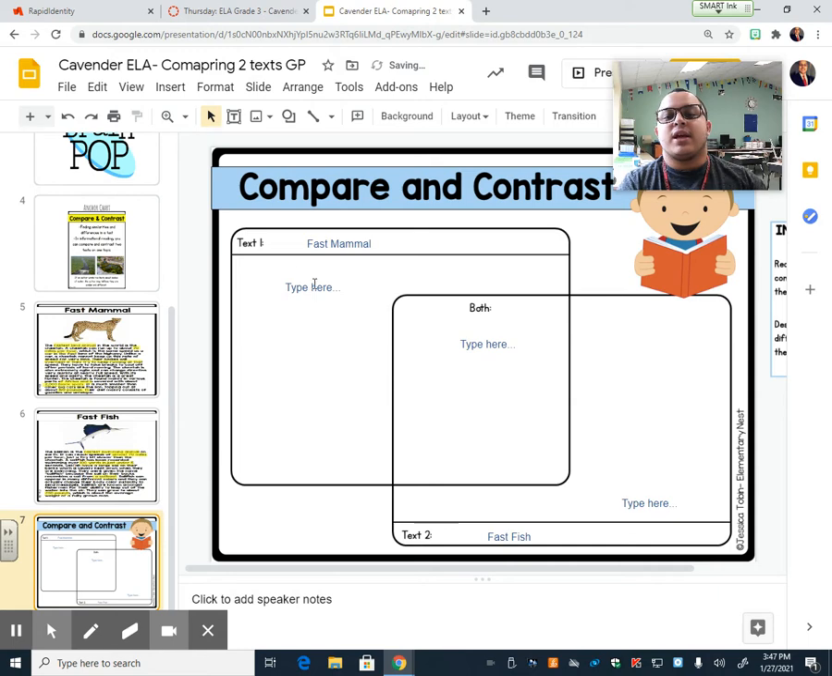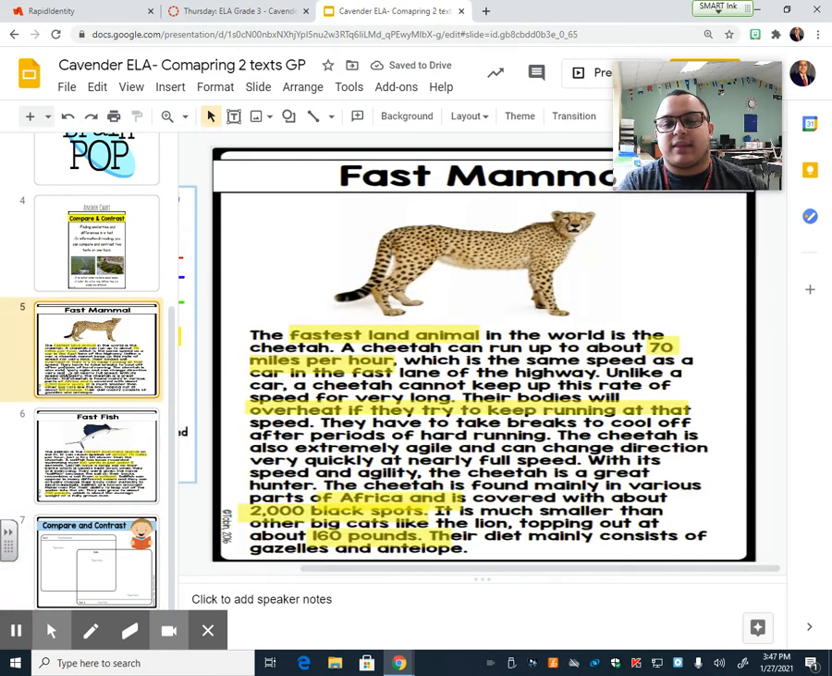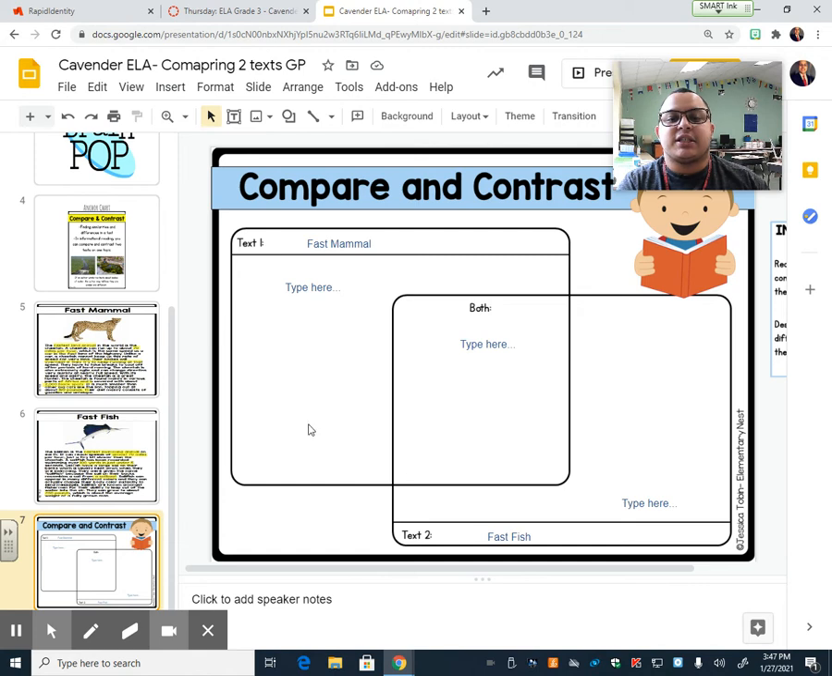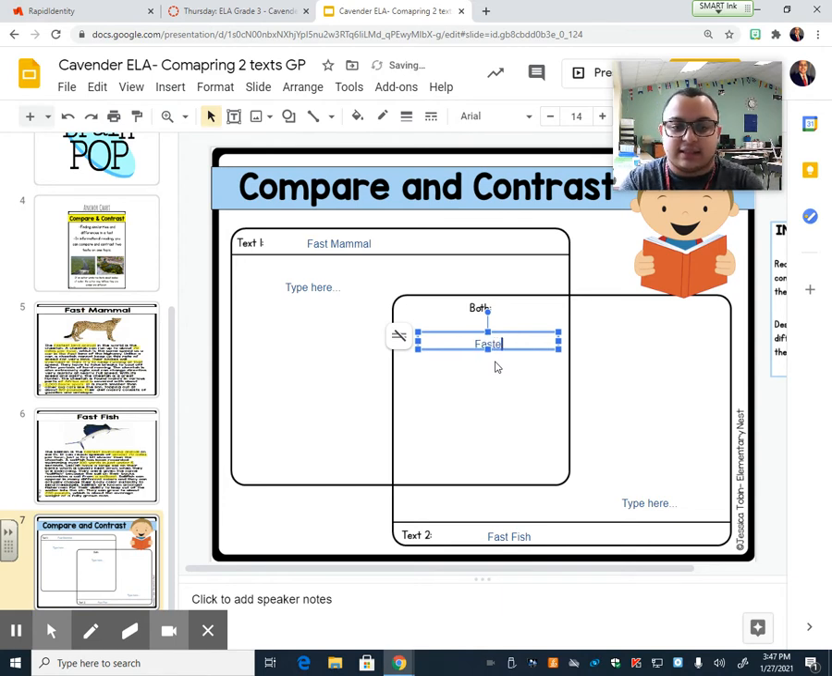All right, let's compare. So we've highlighted some interesting things about the fast mammal and the fast fish. But just thinking about both of them, what do we know about both of these animals? Well, we know that they are both the fastest animals on Earth and water. What else do we know about them? Well, we know that they can go about 70 miles per hour. MPH means miles per hour.